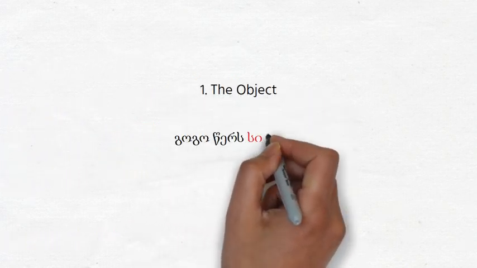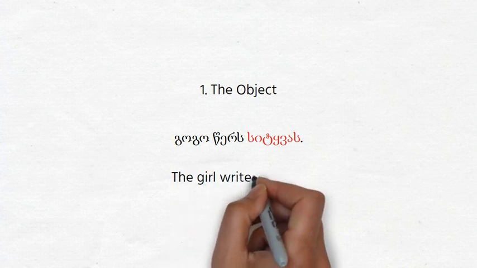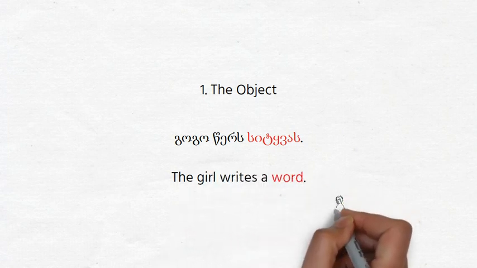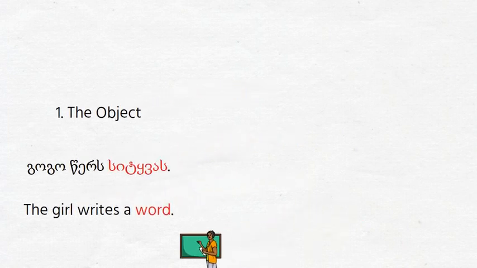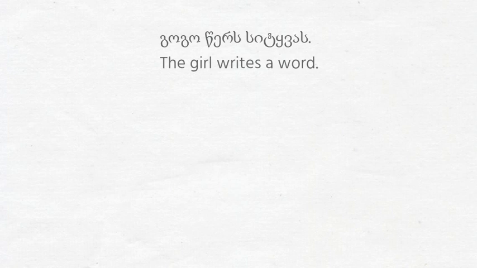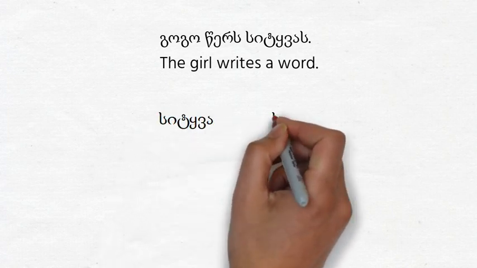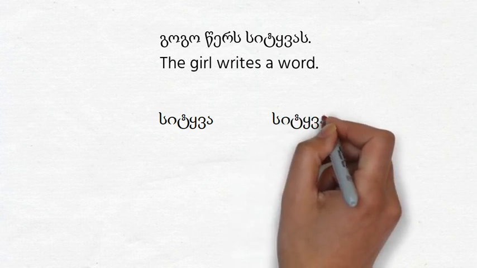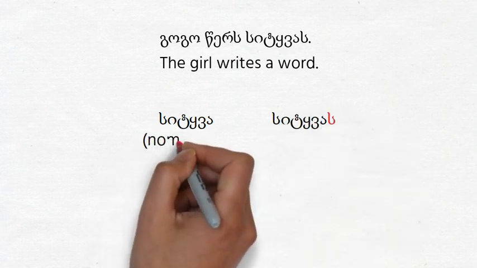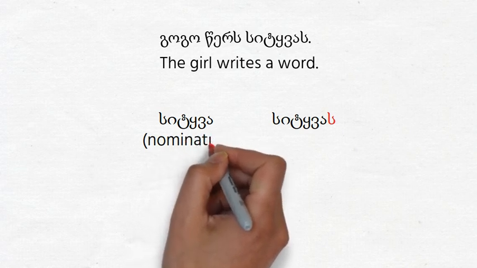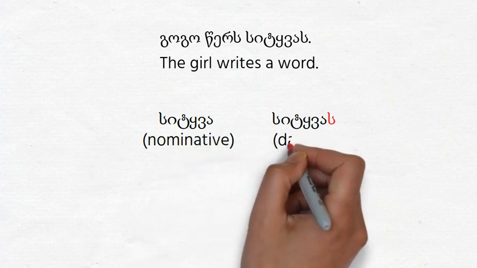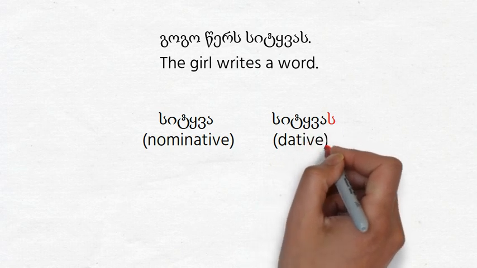First, about the object. Sidqvas is the direct target of the action of the verb, which makes it the object. If you look up the word "word" in a Georgian dictionary, you will always find it in its nominative case, the word sidqva. In order to transform it to the dative case, you have to add the s to the word, and the dative case is needed to make a word the object in a Georgian sentence.